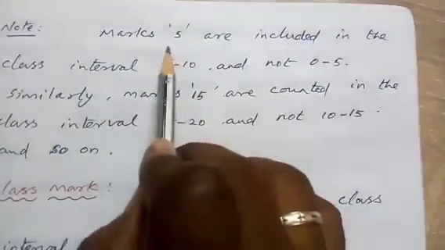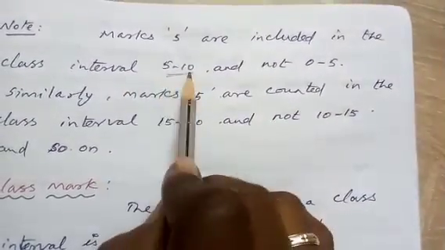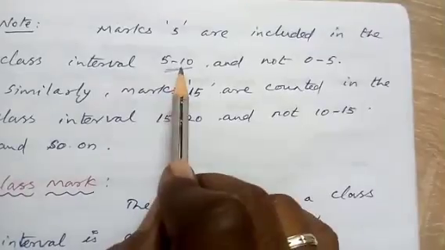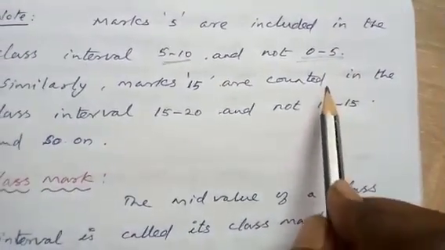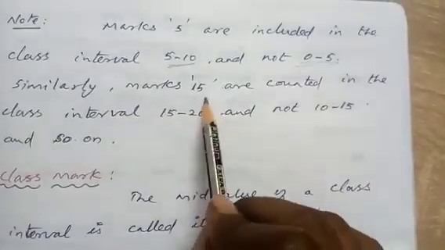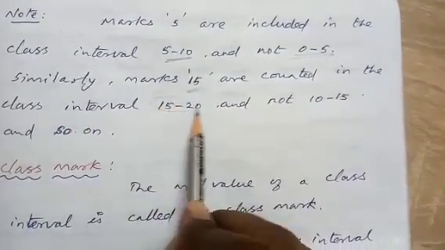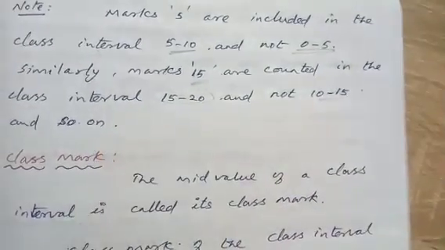Note, marks 5 are included in the class interval 5 to 10 and not 0 to 5. Similarly, the marks 15 are counted in the class interval 15 to 20 and not 10 to 15, and so on.